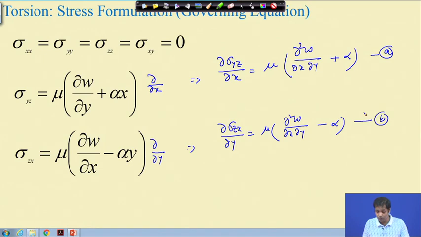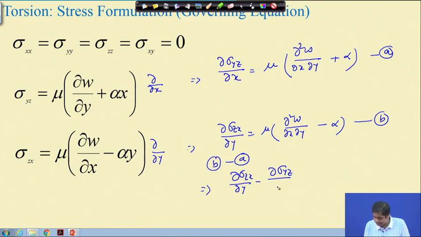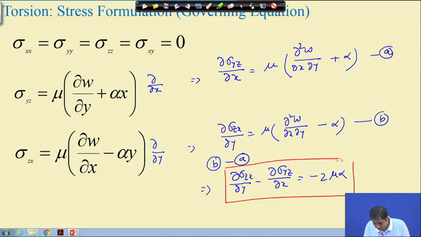Equation number 1 is already reserved for the governing equation, the equilibrium equation. If this is equation B, then let us take B minus A, and that gives you sigma zx del y minus sigma yz del x, which is equal to minus 2 mu alpha. So, this is the compatibility equation, isn't it, written in terms of stresses. Let us say now this is equation number 2.